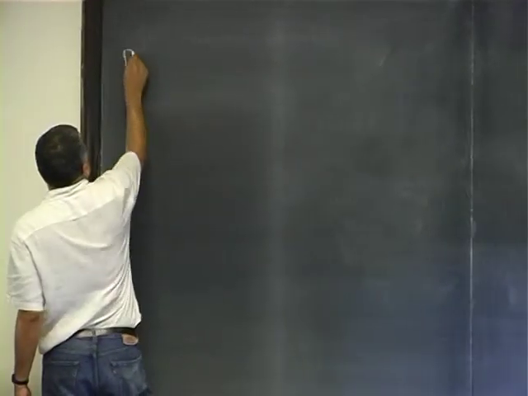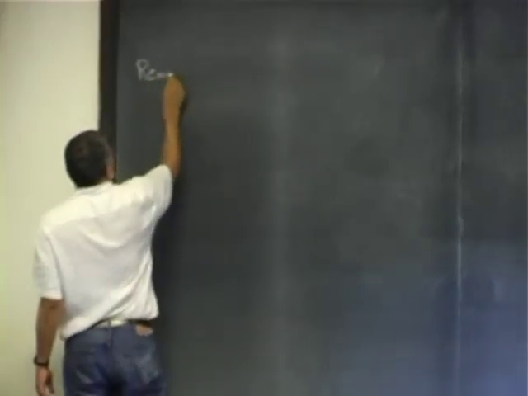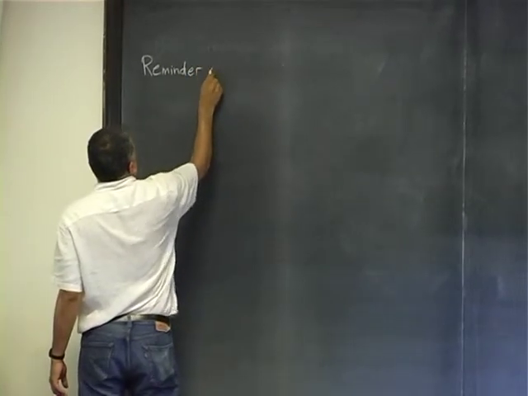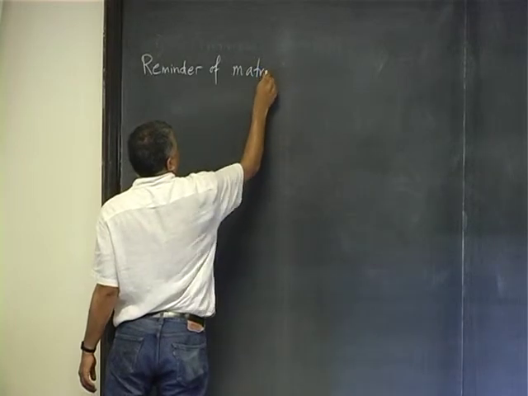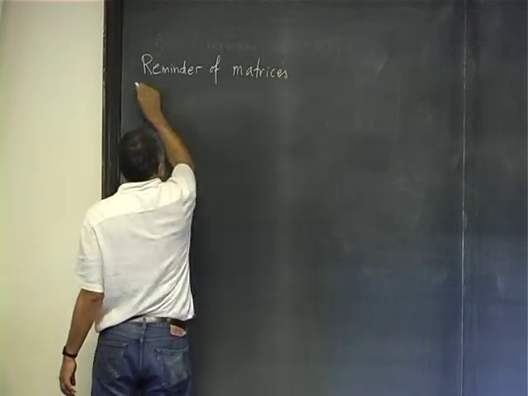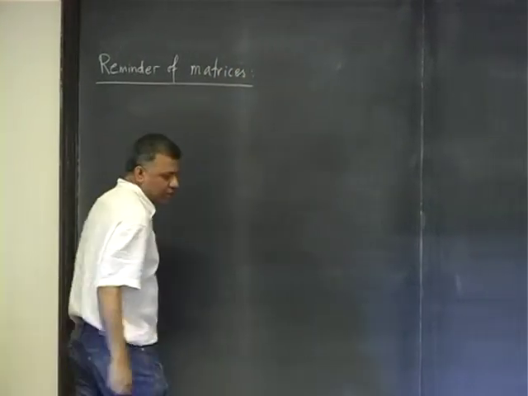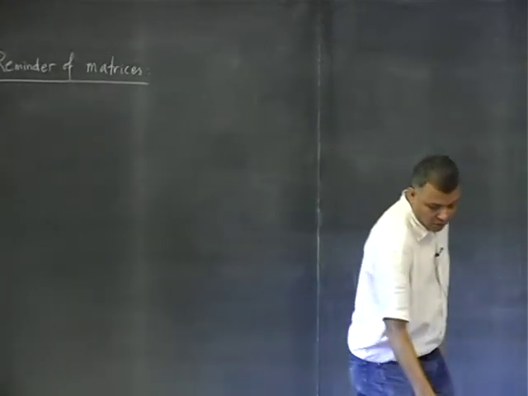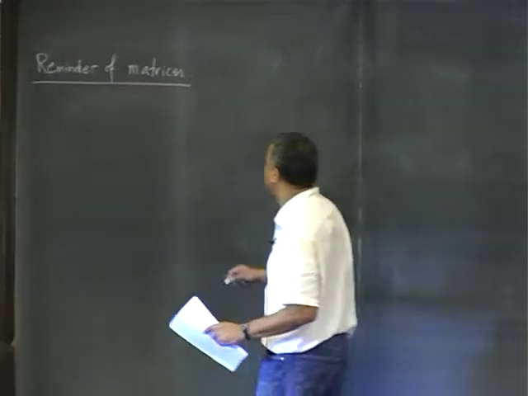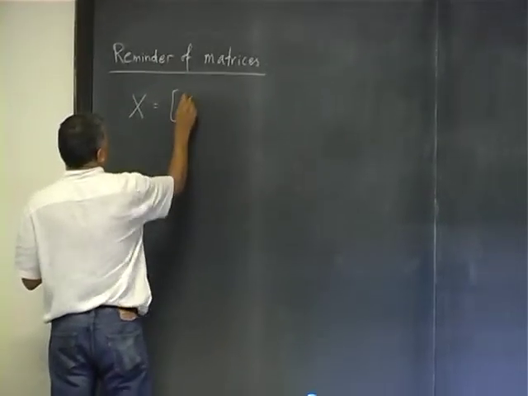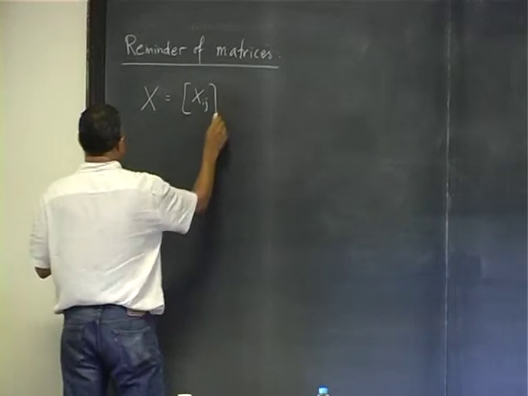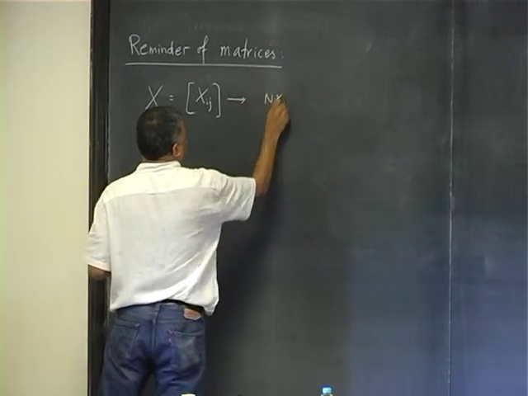So, a reminder of just matrices. Forget about random matrices, just ordinary matrices. Given a matrix, some matrix properties. Suppose X, I'll always denote by capital X, is my matrix, X_ij. So this is an n cross n matrix.